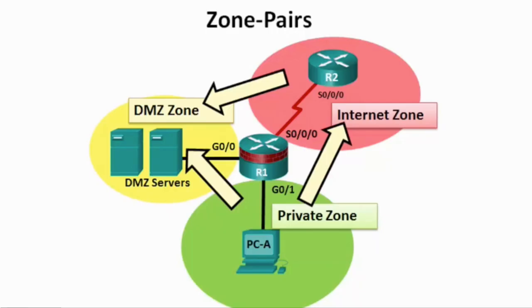which will define what traffic is allowed or inspected between the private zone and the internet zone, traffic from the internet zone going to the DMZ in order to reach our publicly available servers, and also a policy to define traffic which will allow or inspect traffic from the private zone also to reach the DMZ.